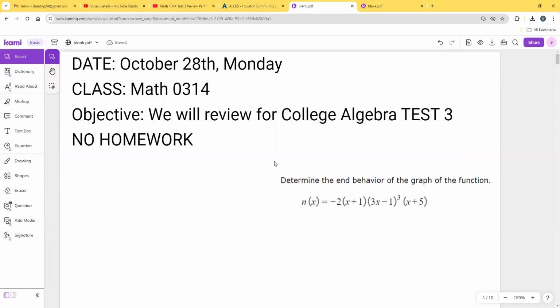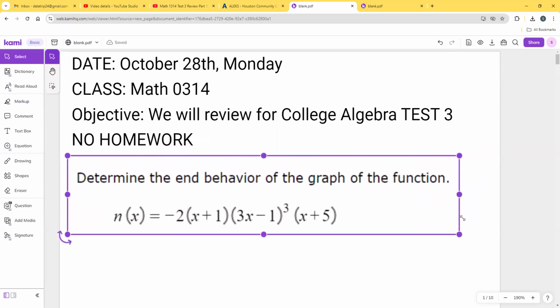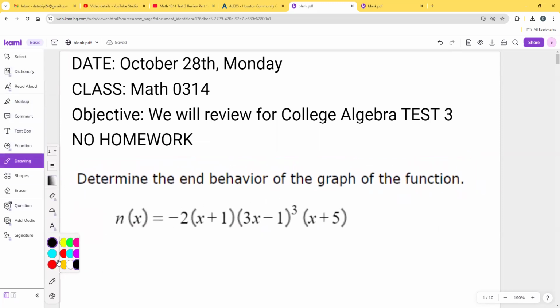All right. So the first question, it's asking for the end behavior of this function. This is number one on the test. So I'm going to just put the number before the question. Number one on the test says, determine the end behavior of the graph of this function. It's n of x is equal to -2 parentheses x plus 1 times 3x minus 1 to the third power times x plus 5.